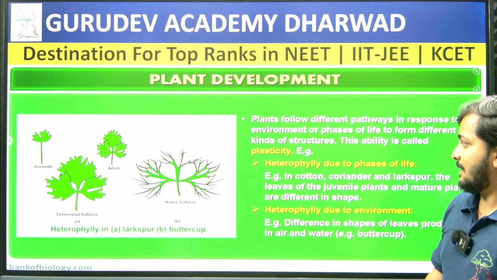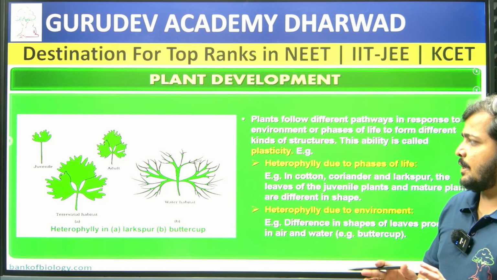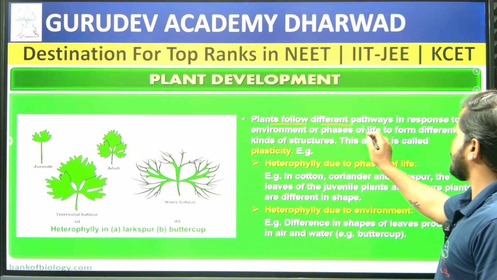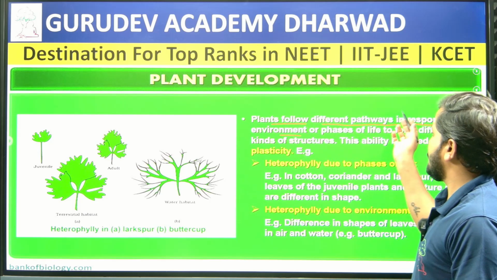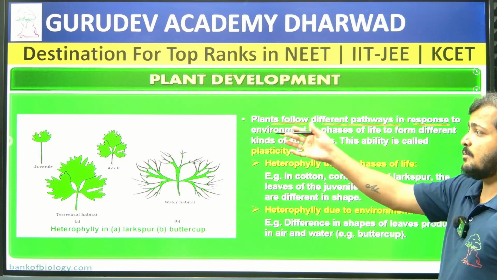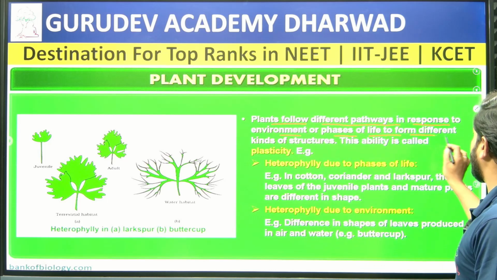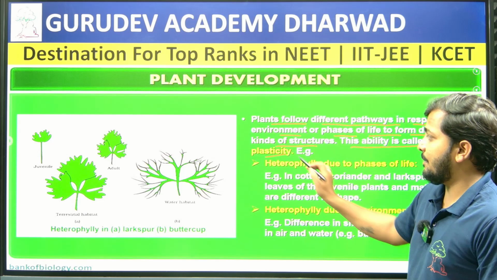Majorly, if you consider, there are some examples where shape and size variations can be seen, and variations based on environmental factors, even in the same plant. So plants follow different pathways in response to the environment. With respect to the environmental conditions, they form different forms of growth, or phases of life, to form different kinds of structure. This ability is called plasticity.